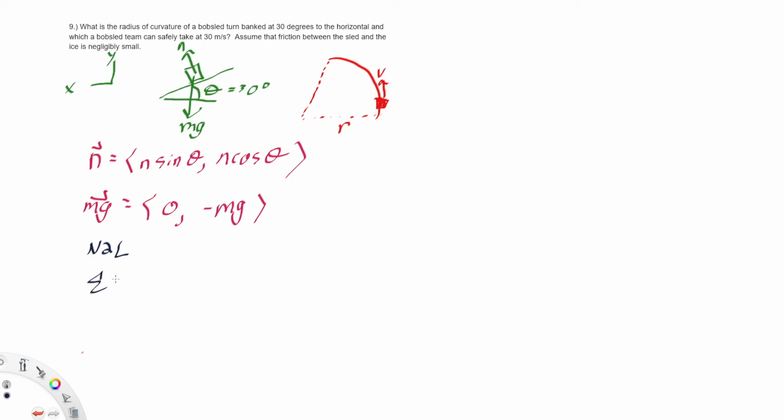The sum of forces in the y direction. Banked at 30 degrees, what does that mean? It just means that the angle that the surface of the track makes with the horizontal is 30 degrees. And why do we get to use theta equals 30 degrees for N? Can you clarify your question, Casey?